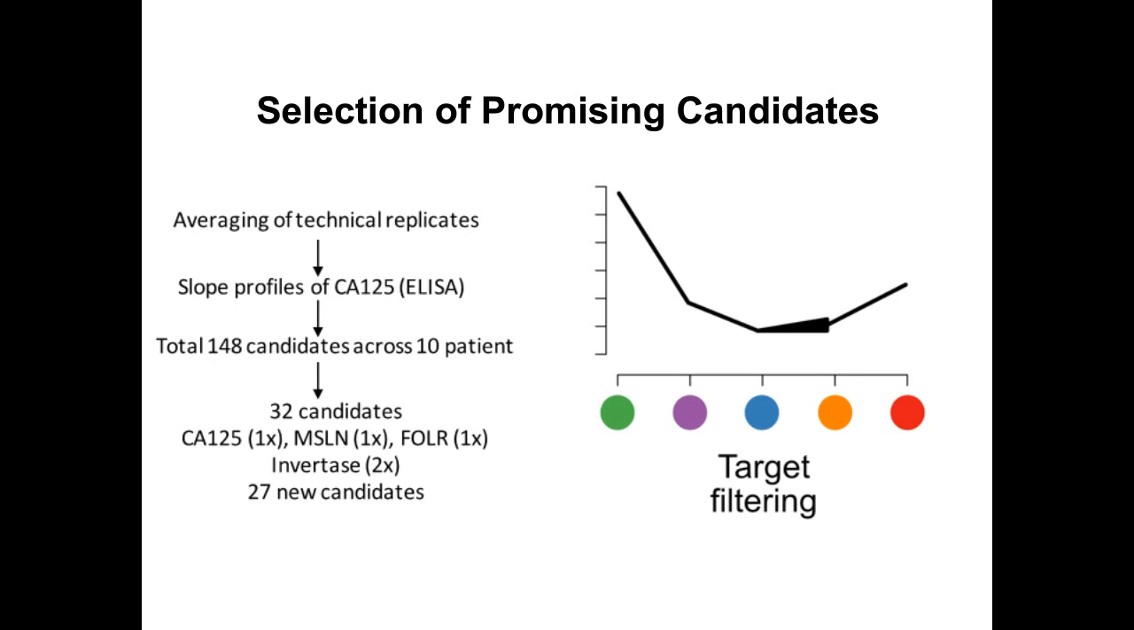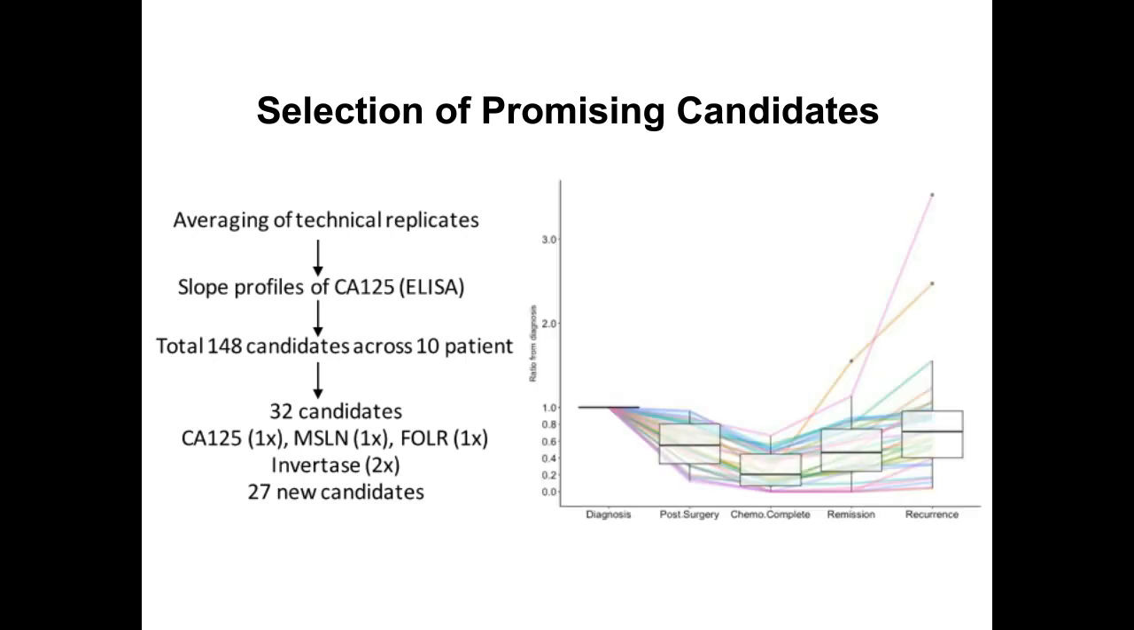And then we also added invertase, and we also added the 3 positive controls that I indicated before: CA125, mesothelin, and folate receptor. They actually were not rising, and I'll show you this on the next slides. Nevertheless, we kept them as positive controls. And here you can see the raw data for these 32 candidates that I indicated.